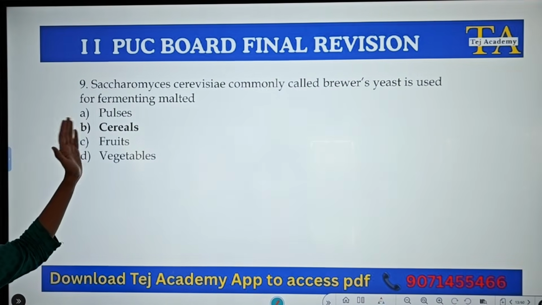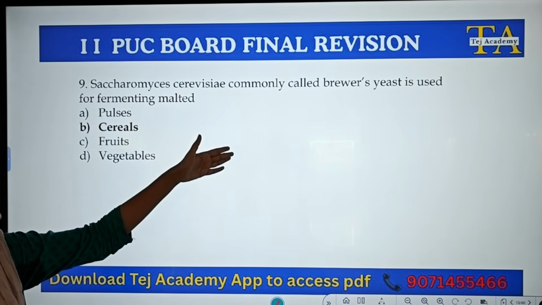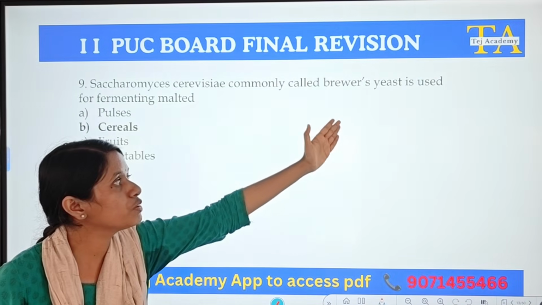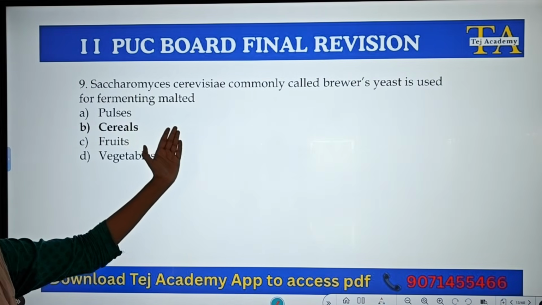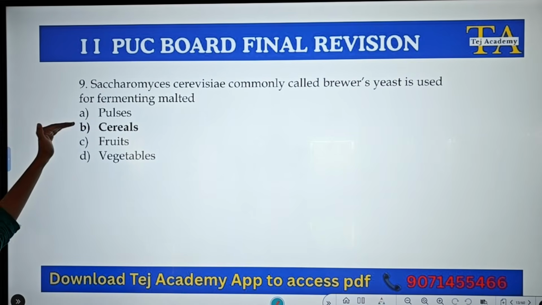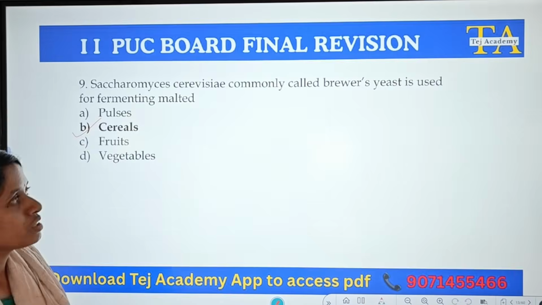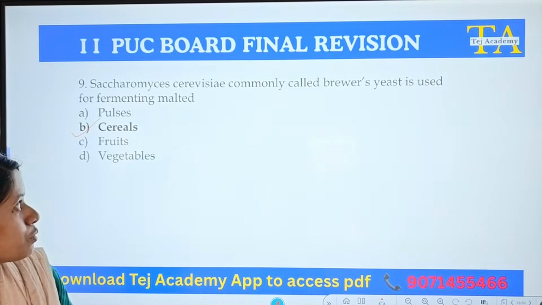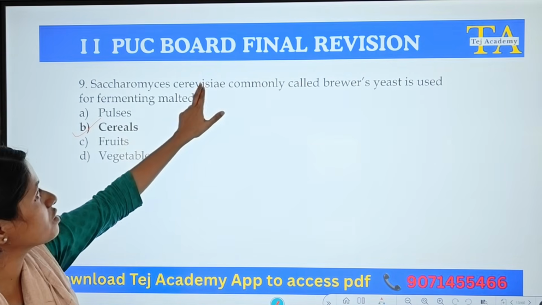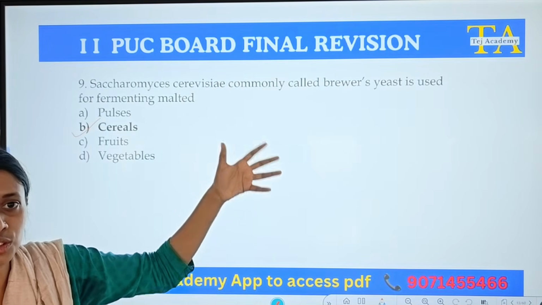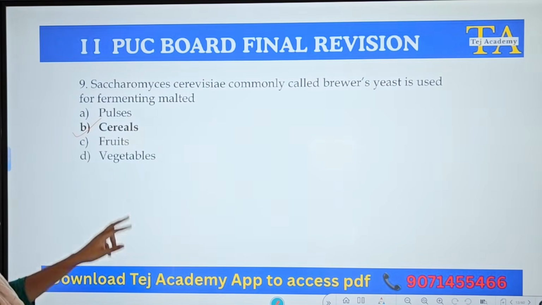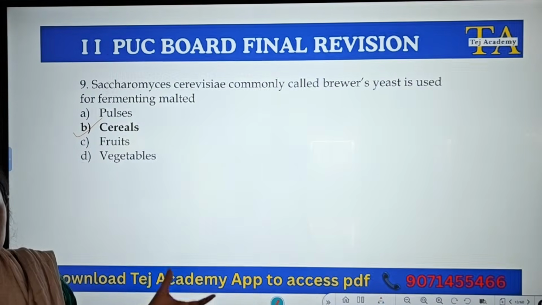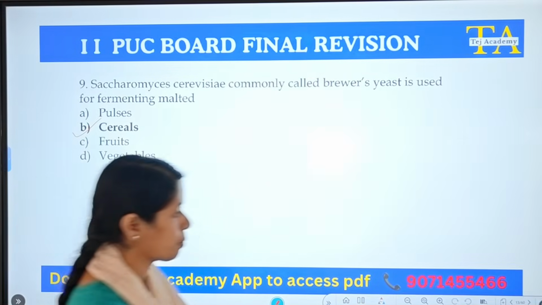And 9th question is, Saccharomyces cerevisiae, commonly called brewer's yeast, is used for fermenting malted, whether it is pulses, cereals, fruits or vegetables. So the answer is cereals. For easier remembering, Saccharomyces cerevisiae or yeast is usually used in our house to prepare dosa, idli, etc. So dosa, idli is a major food produced from rice, and rice is a cereal.